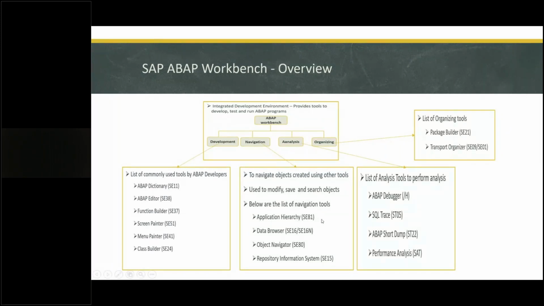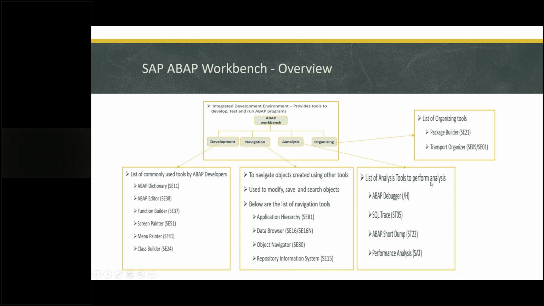Next you see the Data Browser, which is a tool for displaying your table data: SE16, SE16N. In HANA you have some advanced T-codes like SE16H. Then the Object Navigator, SE80, is where you will see all of your developments. SE80 is called the workbench, and all of your development tools are integrated here. Then you have the Repository Information System, SE15. Suppose you want to search for any development objects, you can use SE15 to find any object in the system.